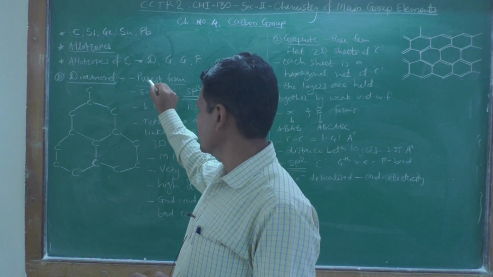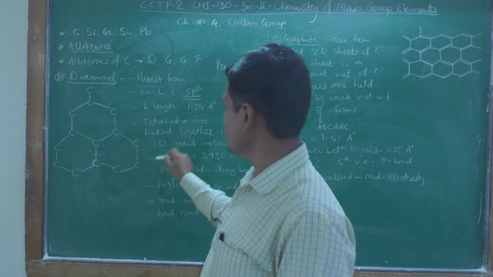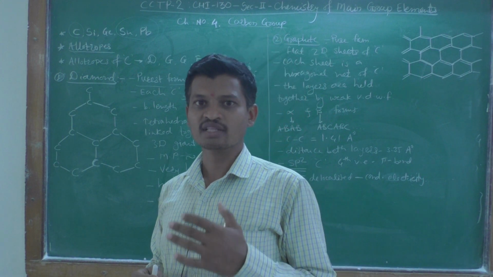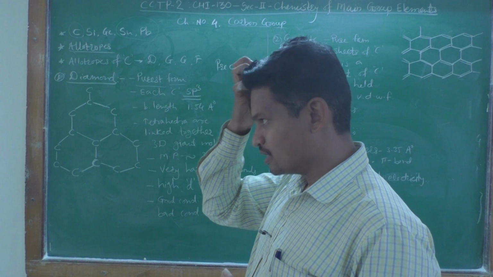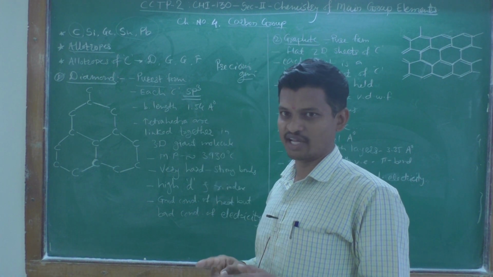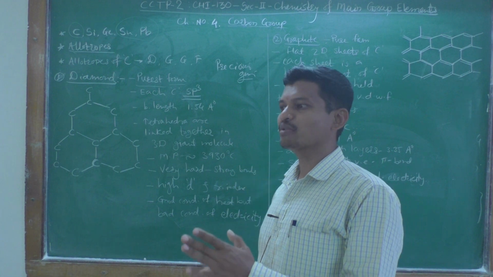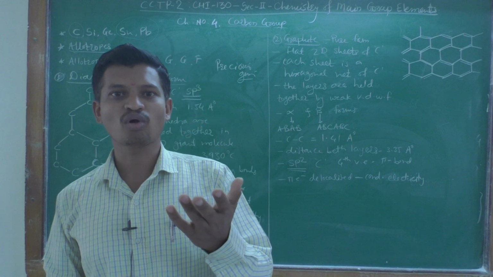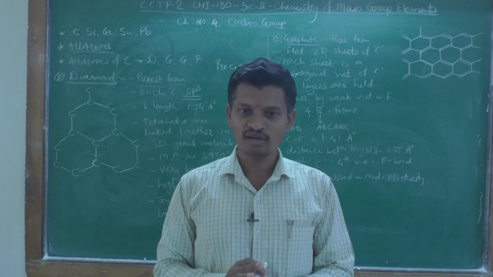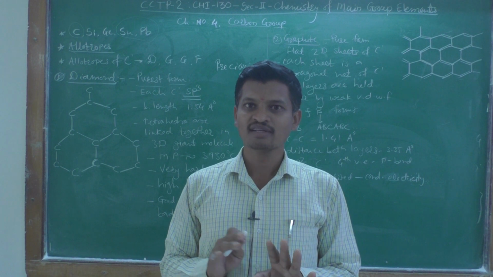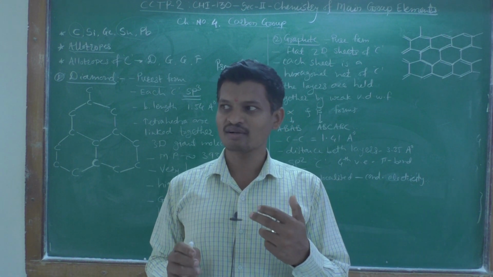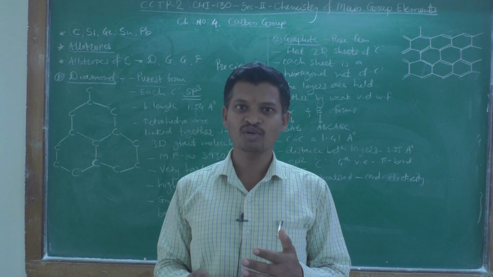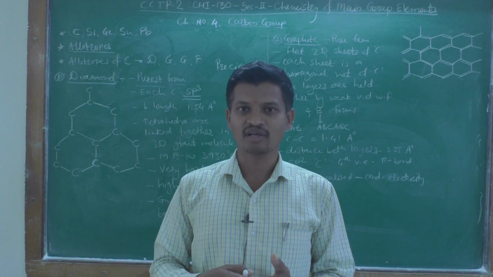In diamond, each carbon atom is sp3 hybridized. We are going to study here the structure of diamond. So in diamond, each carbon atom is sp3 hybridized, which means each carbon atom is tetrahedrally attached to 4 other carbon atoms. Here one should keep in mind that we have a habit that whenever it is sp3 hybridization of a carbon atom, methane comes to our mind.